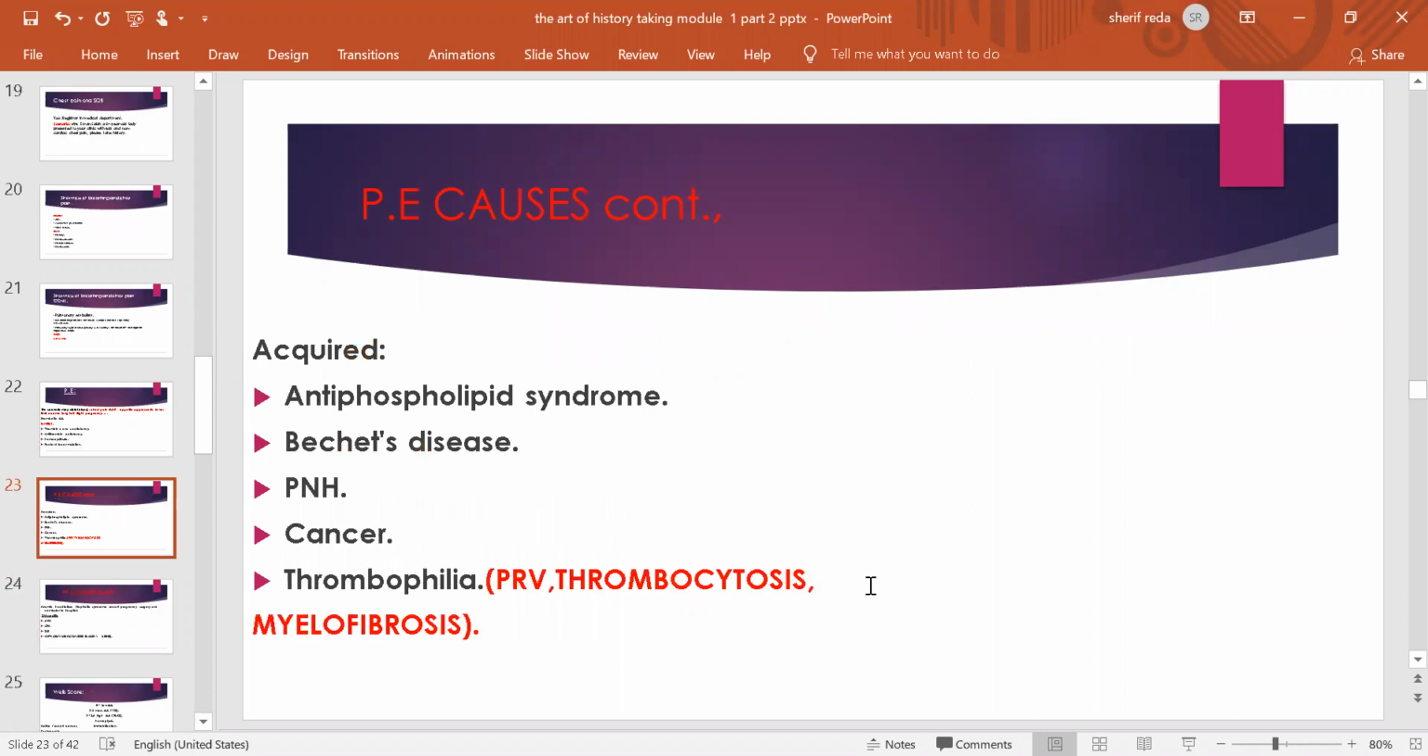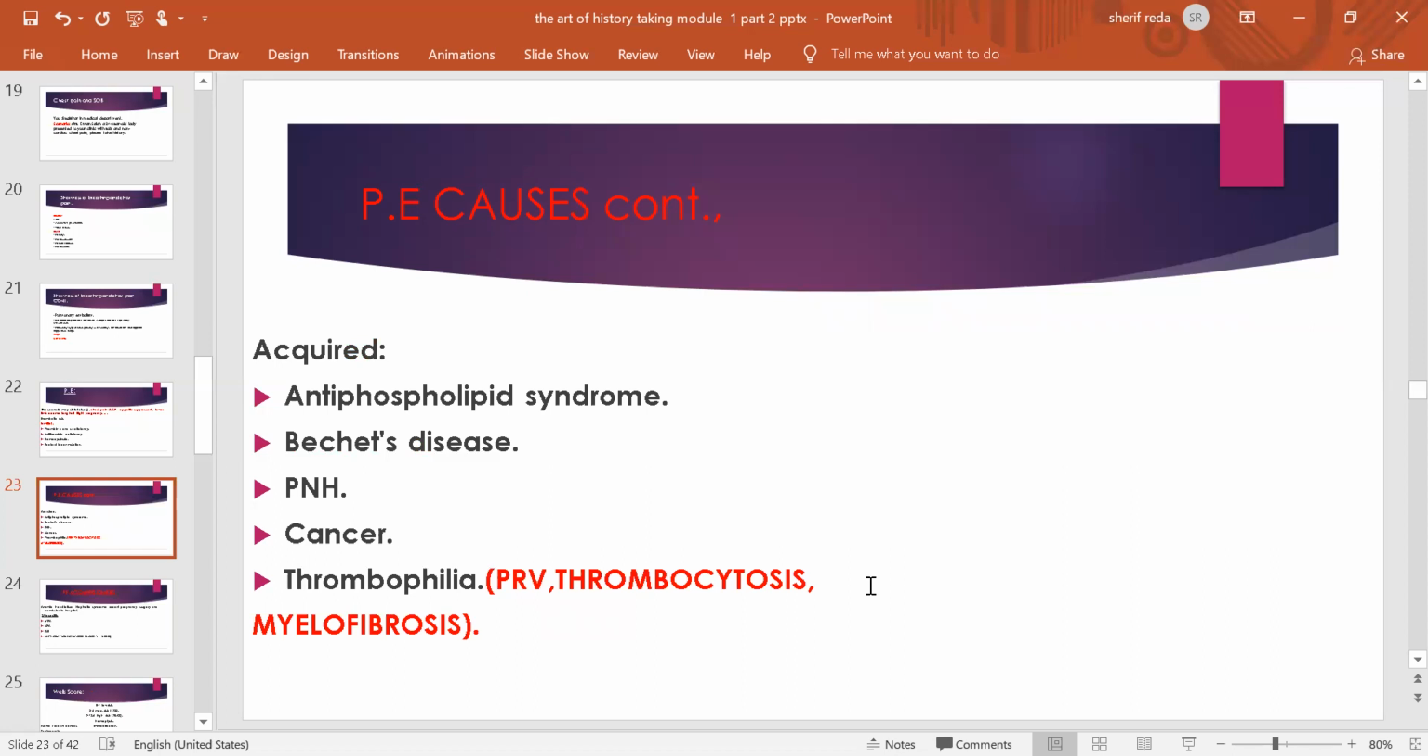The acquired causes could be antiphospholipid syndrome. So you might be having a case of pulmonary embolism secondary to antiphospholipid syndrome. So while you are doing your systematic review, you will find that this patient is having symptoms of antiphospholipid syndrome.